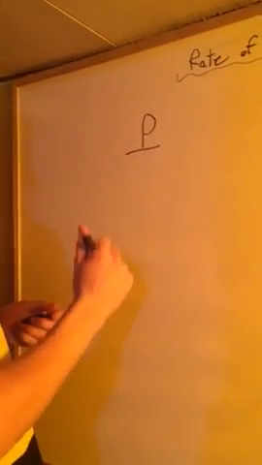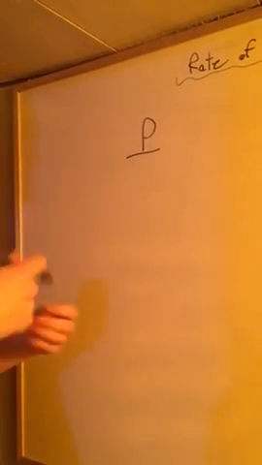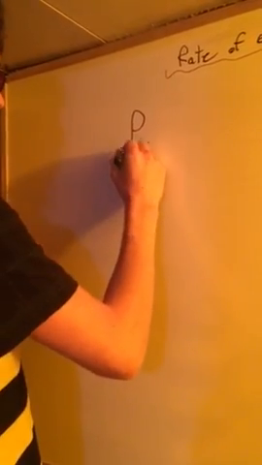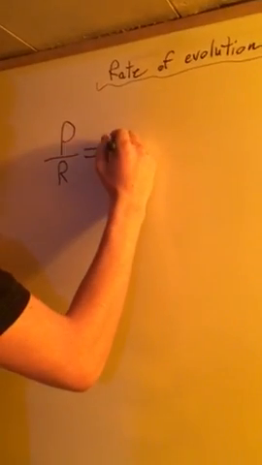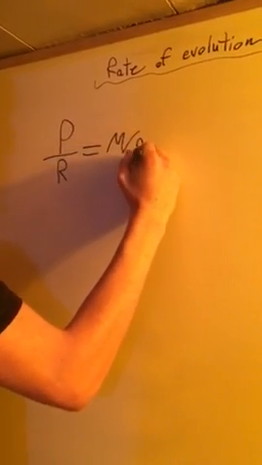So let's start with the population of a species over the rate that mutations occur in that species. Say it's 1 in every 3,000, you'd be putting 3,000 there. So that's going to equal how many mutations occur per generation.